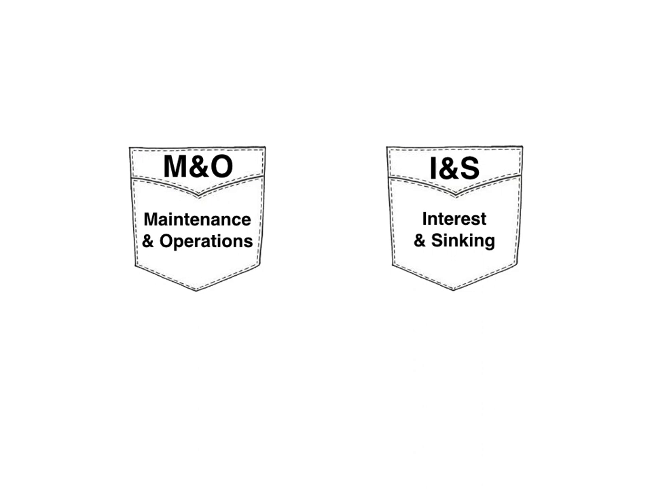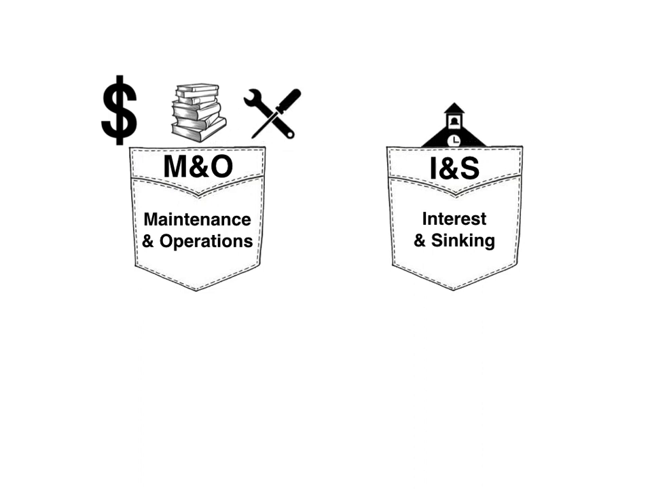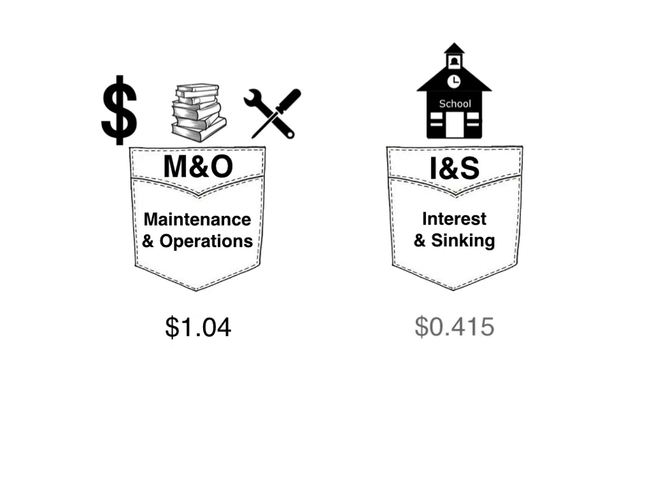The M&O pocket pays for the everyday operation of the district, including salaries, books, and building maintenance, while the INS pocket is similar to a mortgage and can only be used to pay the debt on school bonds. Our current tax rate is $1.04 on the M&O side and $0.415 on the INS or debt side, for a total tax rate of $1.455 for every $100 your property is appraised.